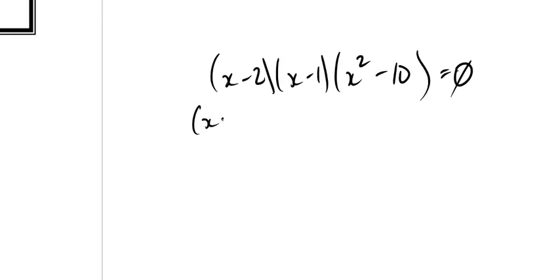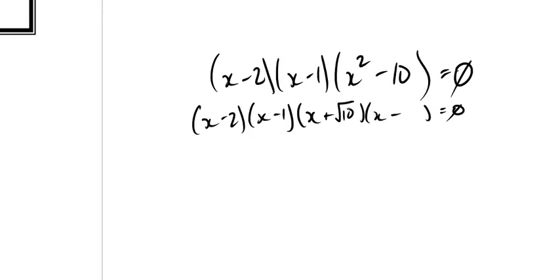Well, x minus 2, x minus 1, and then x plus something, x minus something. If that was 9, it would be a difference of perfect squares, and it'd be x plus 3, x minus 3. Why? Because 3 is the square root of 9. Getting ahead of myself. 3 is the square root of 9. So what's the square root of 10? Well, don't put a decimal, just root 10.